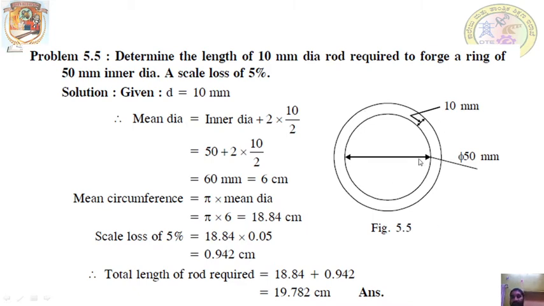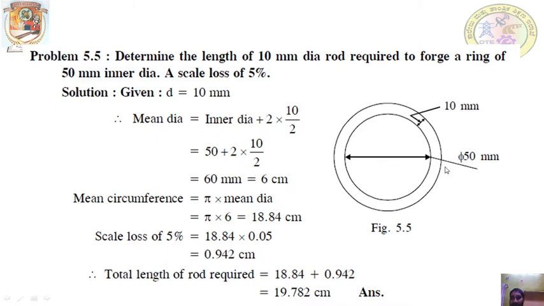For developing this, you should not consider inner dia or outer dia. You should consider the mean dia. Mean dia is given by inner dia plus outer dia divided by 2. That is the mean dia. So scale loss is considered as 5%.